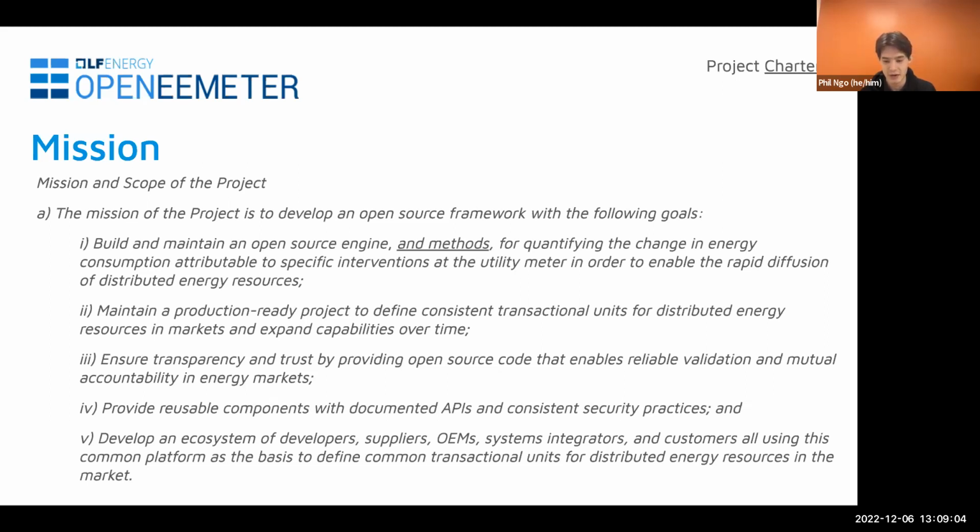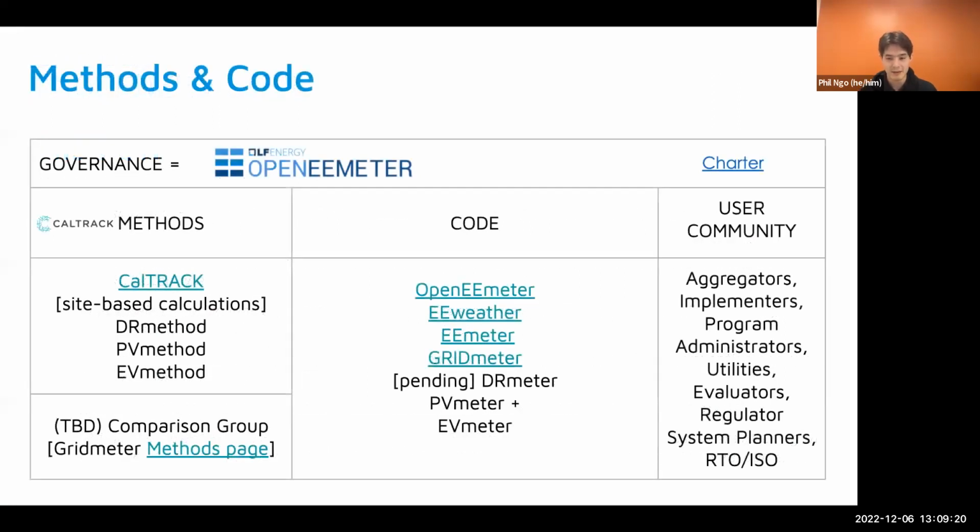That's a high bar, and we hold ourselves to that high bar, and so we're here trying to figure this all out. Now, to make this concrete, we have the CalTrack methods, we have the code, and these are all now falling under the same charter. And of course, the community builds both of these. You're the community, and there are others who have also contributed to this. That includes CalTrack, it includes OpenEEmeter, EEweather, which we'll spend a little bit of time on today, and GridMeter.